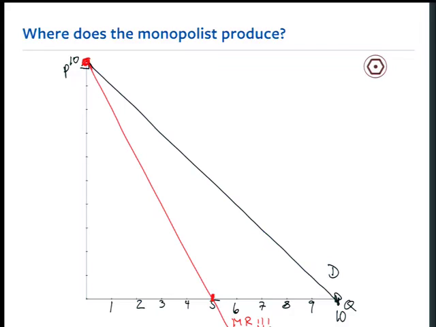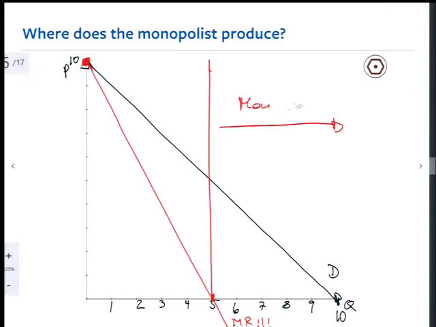So the monopolist is never going to produce here. Why? Right? To the right of these 5 units right here, as you go up, marginal revenue goes negative, and that means as you sell more units, you take in less revenue. You take in less total money. It doesn't make any sense ever to produce there.